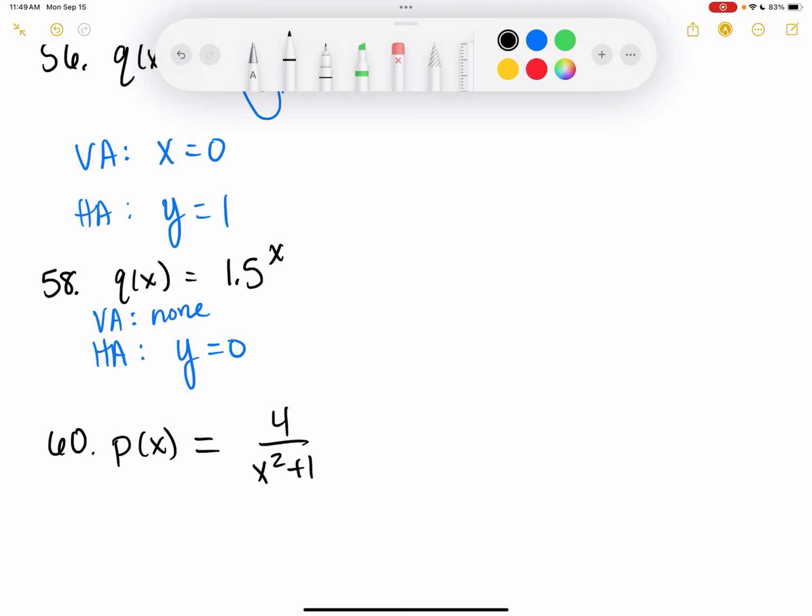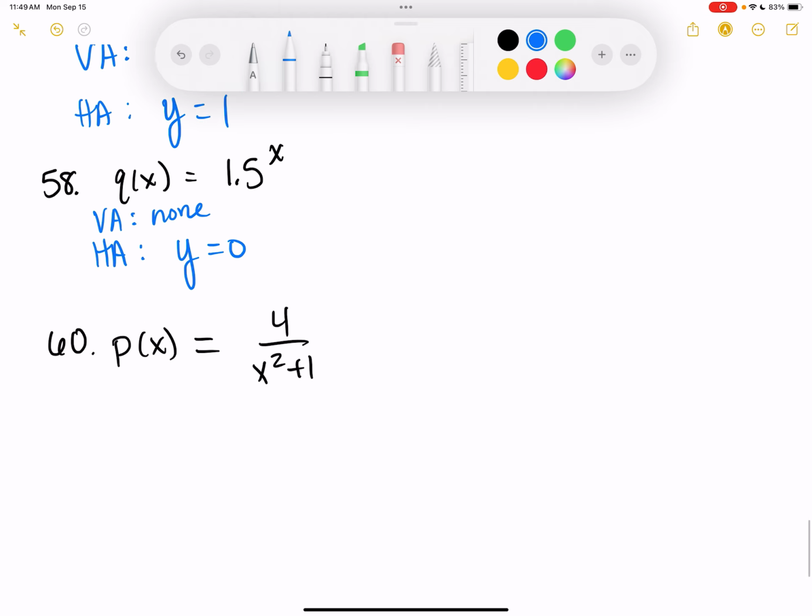60. 4 over x squared plus 1. Vertical asymptotes. I need to find where the denominator is 0. So what you should do is set the denominator equal to 0. X squared plus 1 equals 0. X squared equals negative 1. What does that mean? I'm going to have an i. That means I don't have a vertical asymptote because x is equal to plus or minus i. So there are none. No real value is going to cause it to be 0.